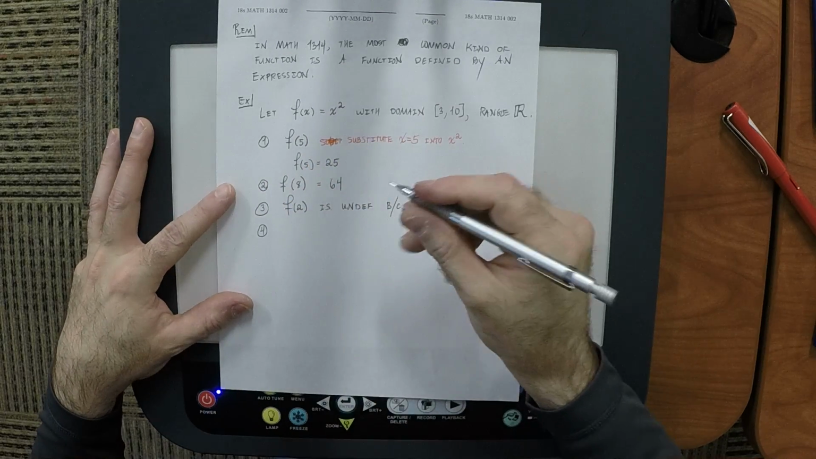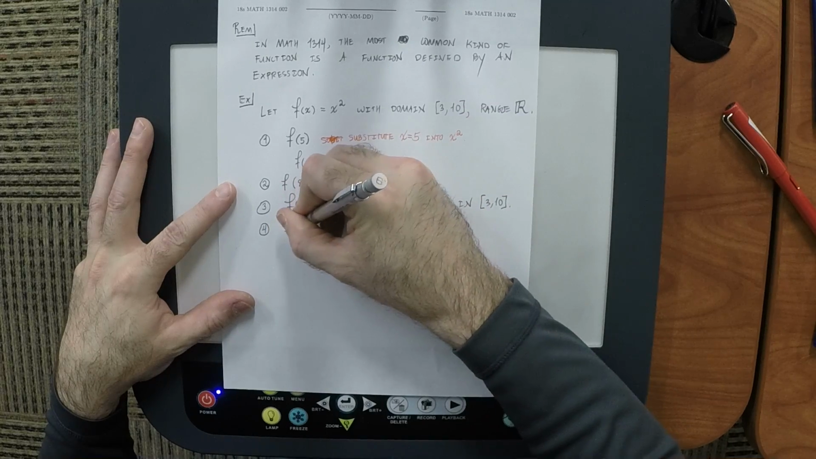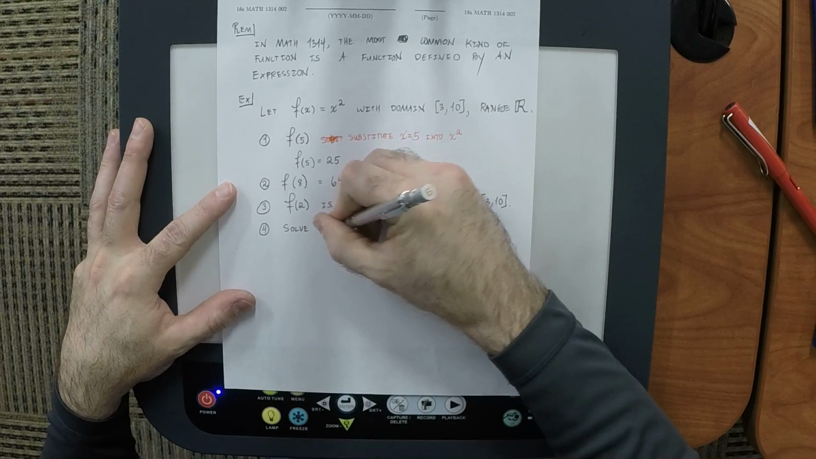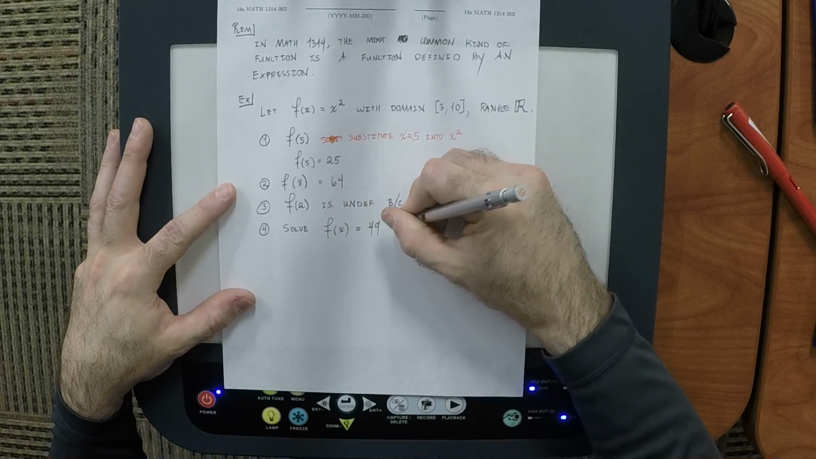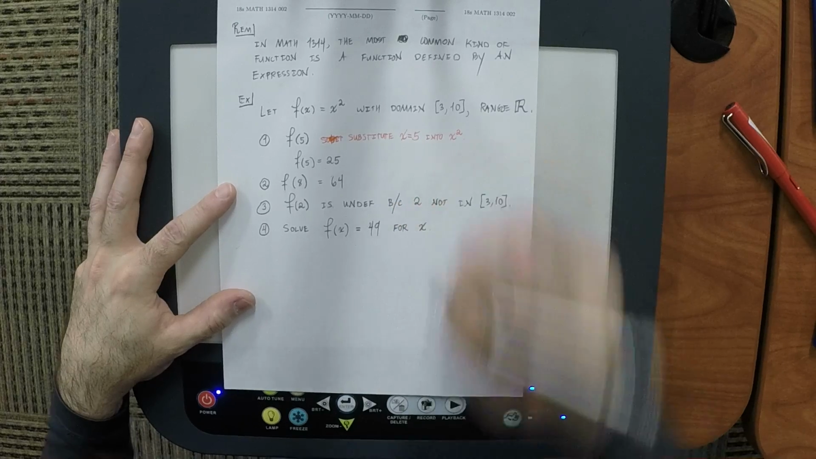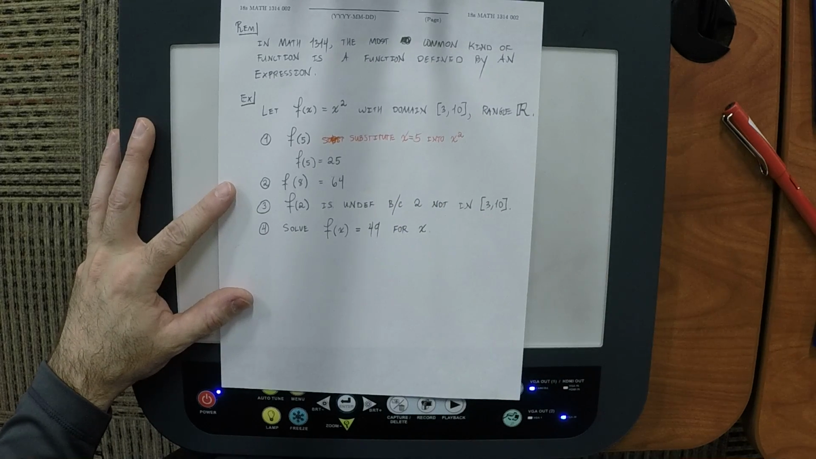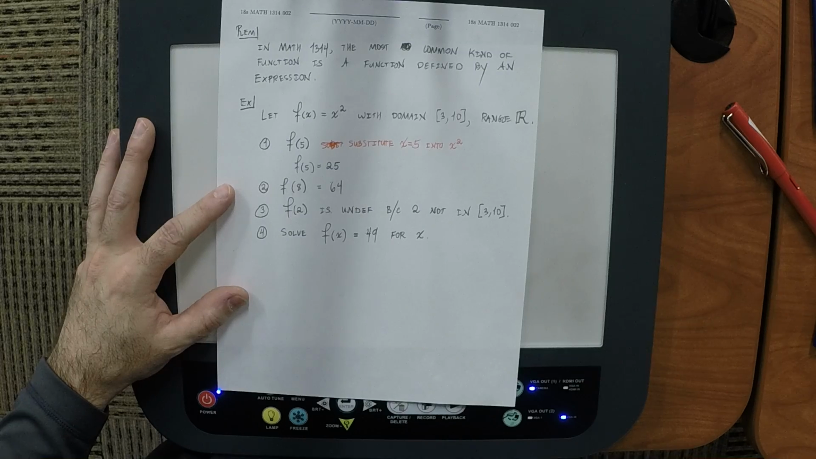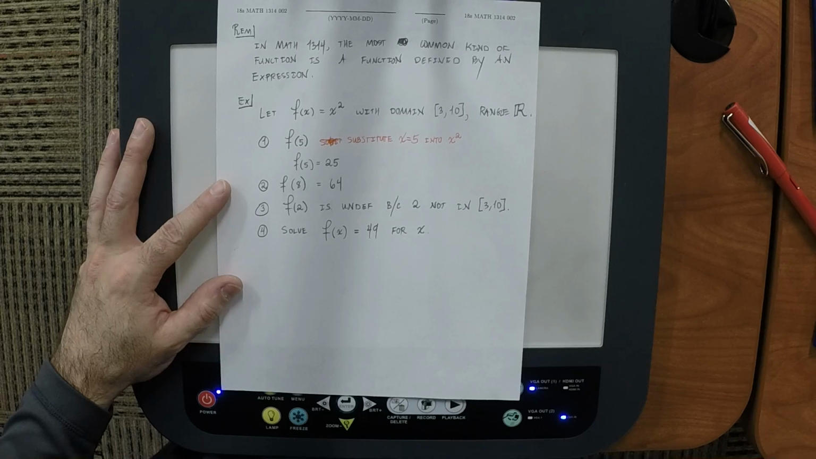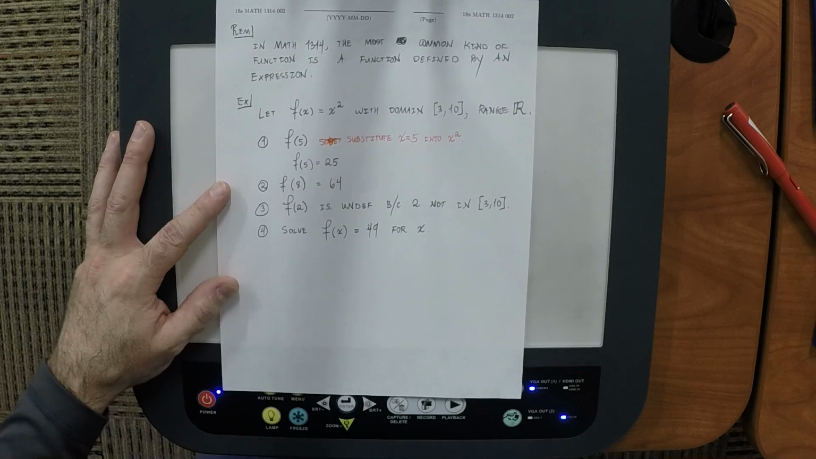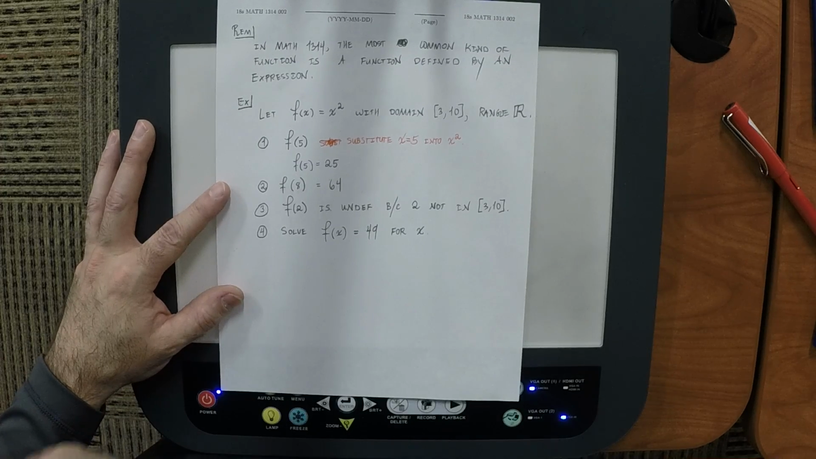Next, I could say, well, how about please solve f of x equal to 49 for x. It's 7. Why 7? f of x is x squared. Square root of 49 is 7. Okay. So you're telling me that when you square 7, you get 49. Yeah. Okay. But wait a minute. I think if you square negative 7, you get 49, right?